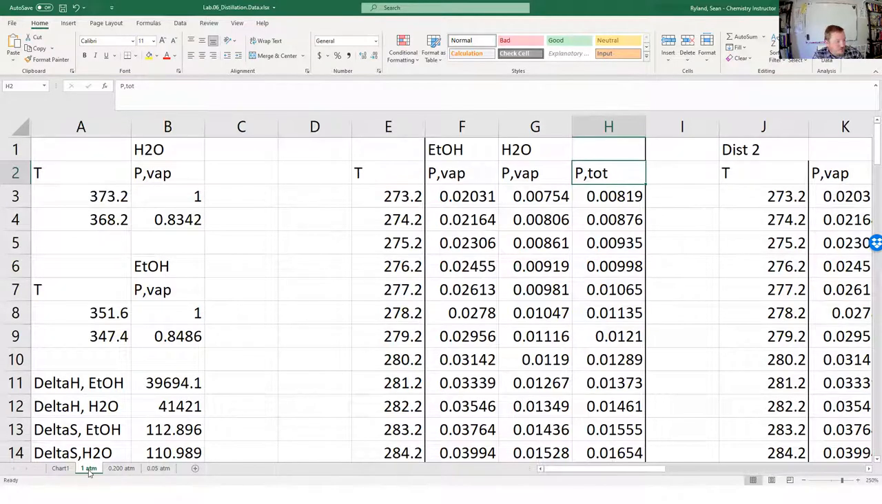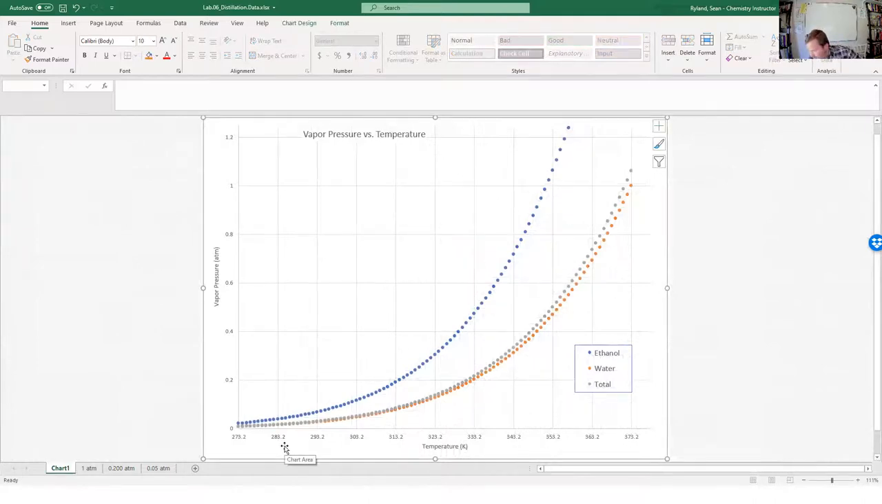you can say, okay, if I'm trying to find the boiling point of this mixture at one atmosphere at sea level, it's going to be the point where the total vapor pressure is equal to one atmosphere. So once we have this chart made, you go up to where you find one atmosphere of the mixture and drop your line straight down. And it's going to be a little bit less than 100 Celsius.